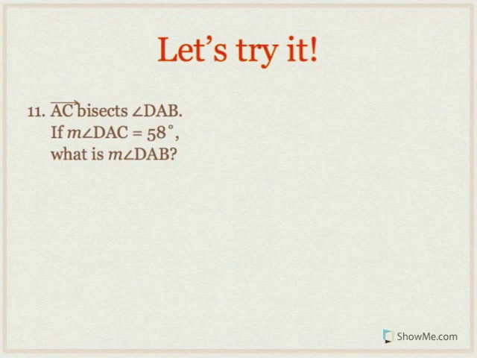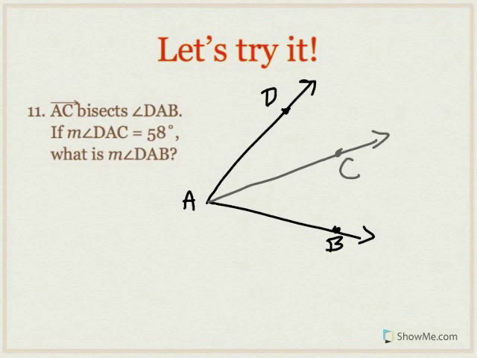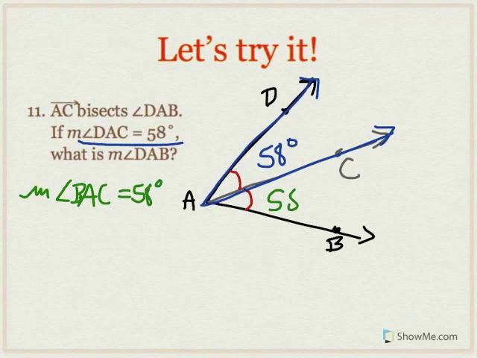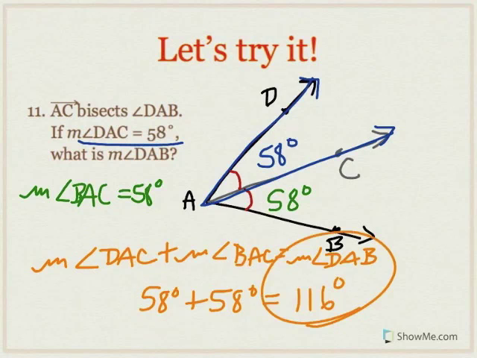Alright, now let's look at an angle bisector. Here we are told that ray AC bisects angle DAB. If it helps, create a figure. Here is angle DAB. Ray AC is a ray that begins at point A and separates angle DAB into two congruent angles. Now we know that angle DAC is 58 degrees. The angle has been bisected. That means that the measure of angle BAC has to also be 58 degrees. Using the angle addition postulate, it tells us that angle DAB is 116 degrees.